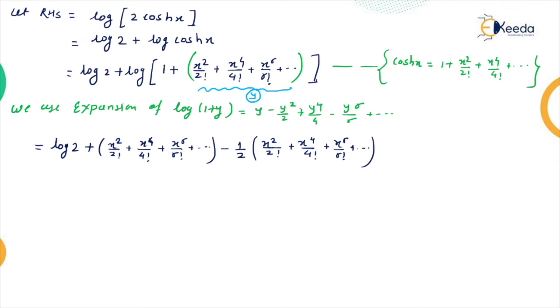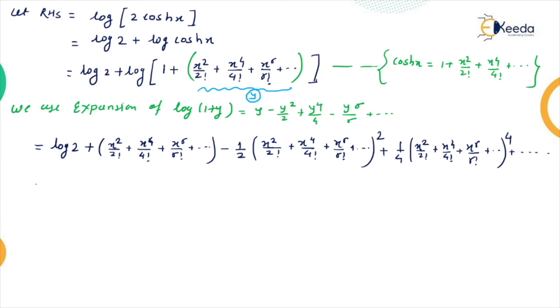This is y minus y squared divided by 2, meaning the bracket minus 1 by 2 into this bracket squared. The next term will be plus 1 divided by 4 into the bracket, which I am also writing as x squared divided by 2 factorial plus x raised to 4 upon 4 factorial plus x raised to 6 upon 6 factorial plus and so on. Now this bracket is raised to the power 4, guys, and plus and so on.